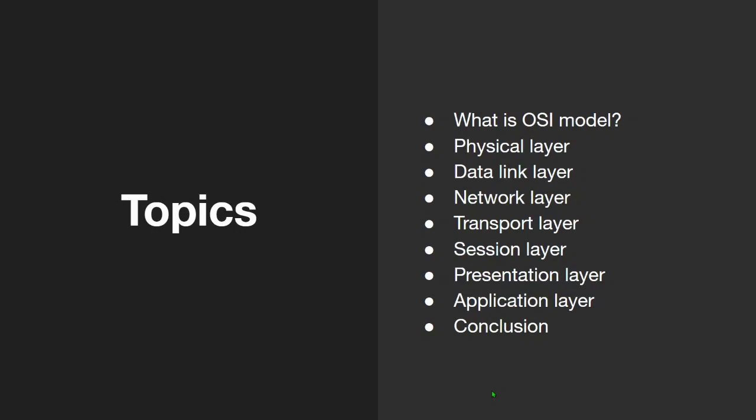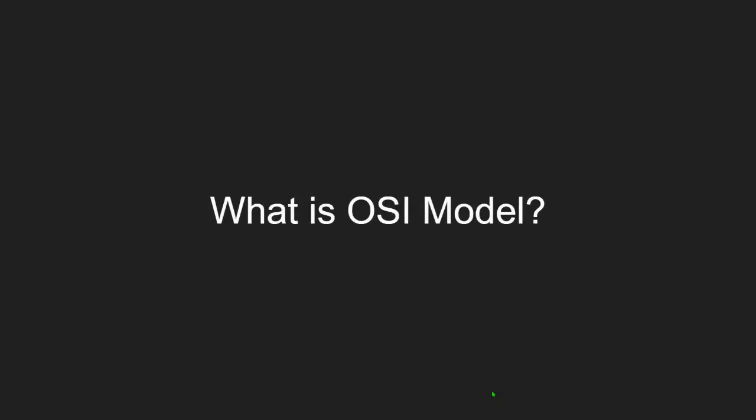First, we will look into the definition of what is an OSI model. Then, we will look into the seven layers, that is, the physical layer, data link layer, network layer, transport, session, presentation, and finally, the application layer in which we, the users, can interact with. More about this layer in upcoming slides. So, with that, let's start with the first topic, that is, what is an OSI model?